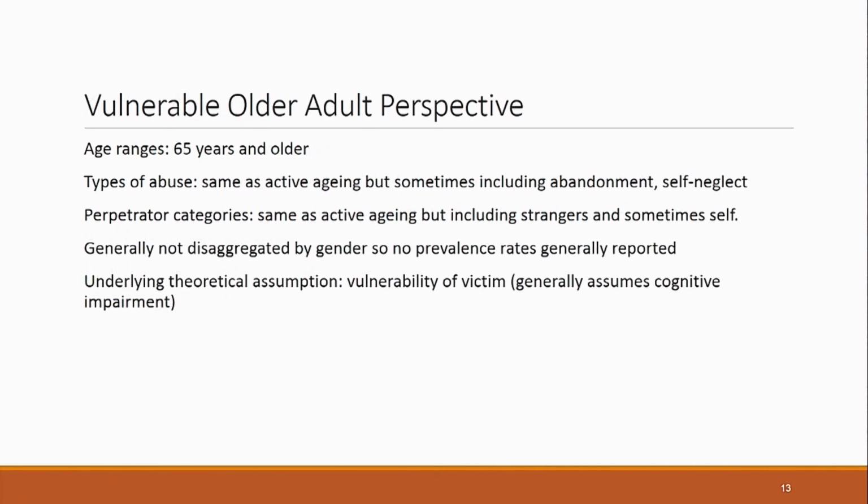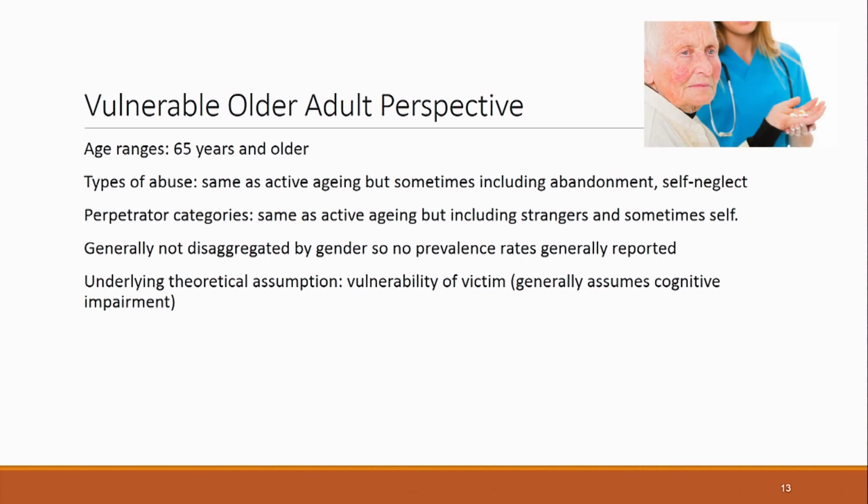Third, there's the vulnerable older adult perspective. Here, the age ranges from 65 years and older. Now, we're looking at a slightly older cohort. The types of abuse, same as active aging, but sometimes include abandonment and self-neglect. The perpetrator categories are the same as active aging, but can include strangers and sometimes self, and certainly caregivers.